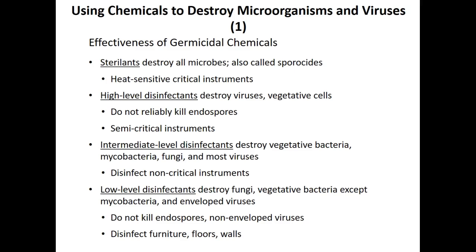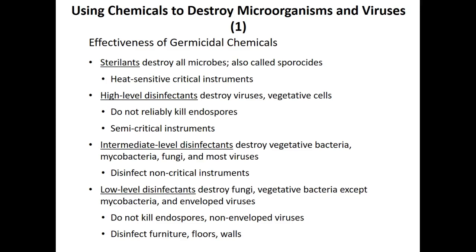So we've talked about different types of instrumentation, critical versus semi-critical, things like that. And now we're going to try and relate some of these different chemicals used for control to the instruments that they can be used to attain control over. So first we have sterilants. Remember, sterilization involves the removal of all vegetative microbes along with viruses and endospores. And the sterilants are usually used to control heat-sensitive critical instruments. So if you cannot autoclave a particular item, then you could use a sterilant to try to achieve microbial control.